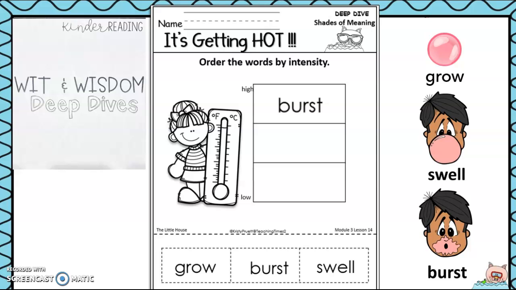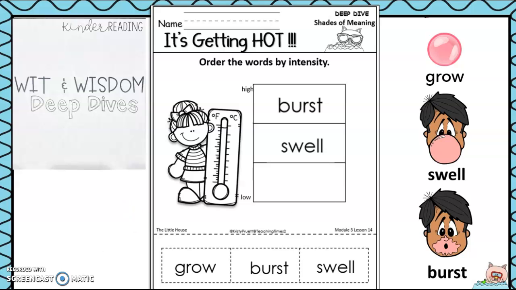Now, the boy who swelled his bubble gum blew with some force but not enough to pop it. El niño que hinchó su chicle sopló con fuerza, pero no lo suficiente como para reventarlo. So we will add the word swell.